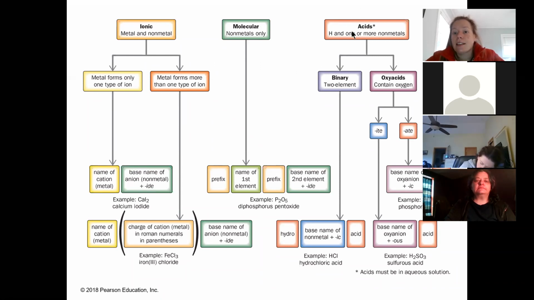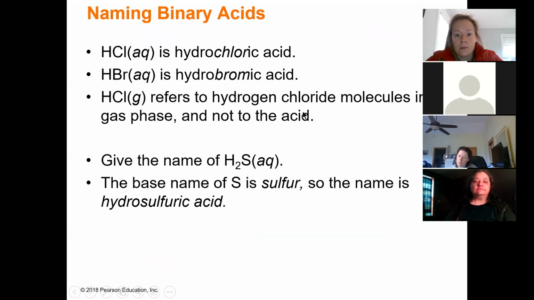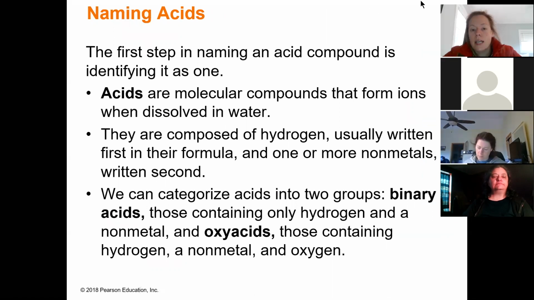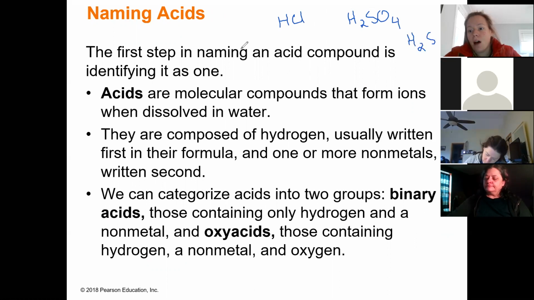Final section here, acids. So an acid for right now, your definition of an acid is going to be that you look at the formula and H is the first thing written with one or more nonmetals. When you take an acid and you dissolve it in water, you will get hydrogens floating around and then some sort of nonmetal. The hydrogen is what makes something acidic. So HCl, H2SO4, H2S. All of these are acids.